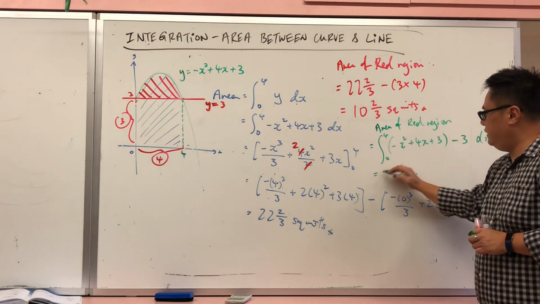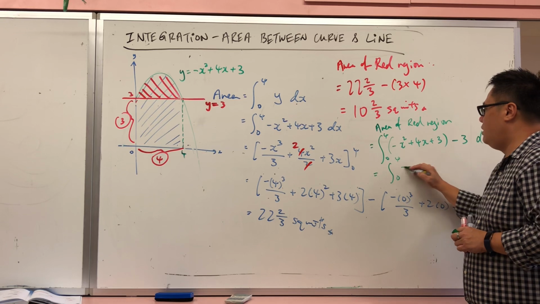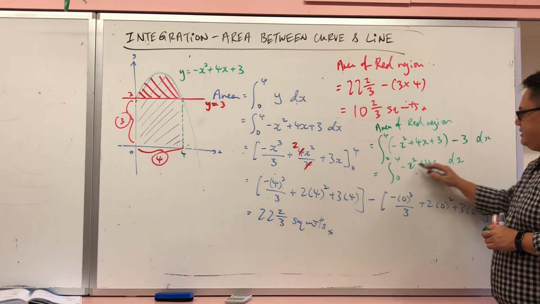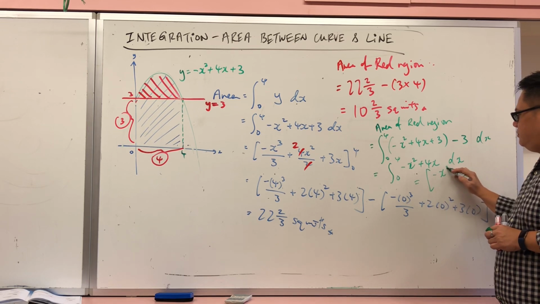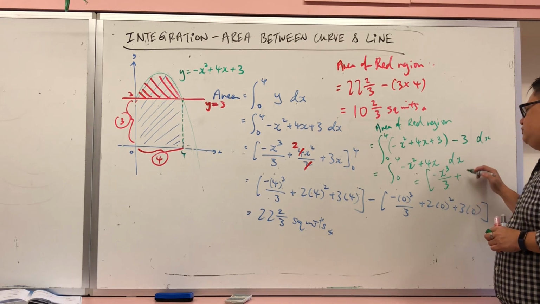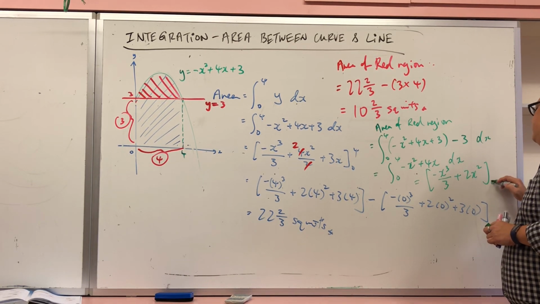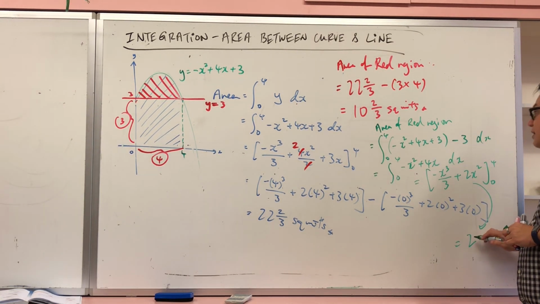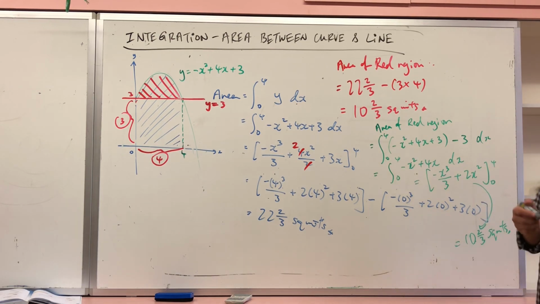If I were to integrate this accordingly, 0 to 4 of minus x squared plus 4x, 3 minus 3 is 0, disappeared. I just integrate this, minus x cubed over 3 plus 2x squared. I put here 0 to 4, I tell you, if I do this, my answer will also be 10 and 2/3 square units. You don't believe me, you just punch your calculator, you get exactly the same answer.